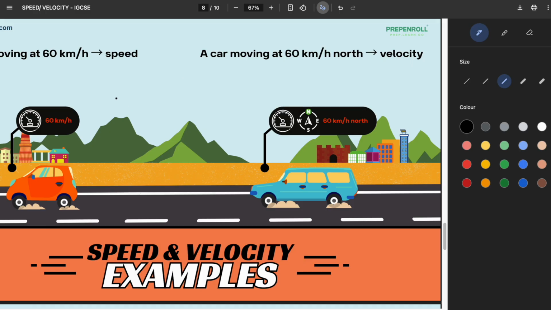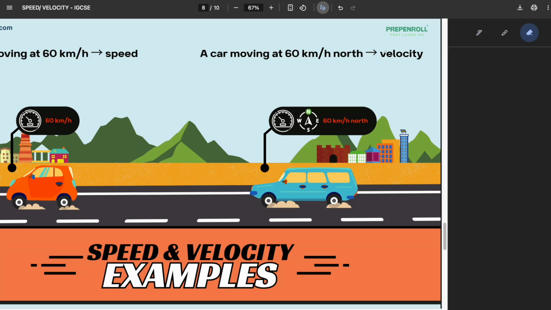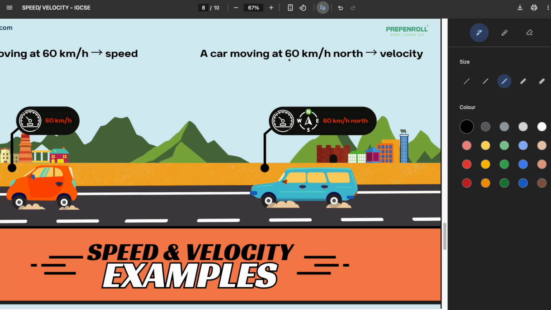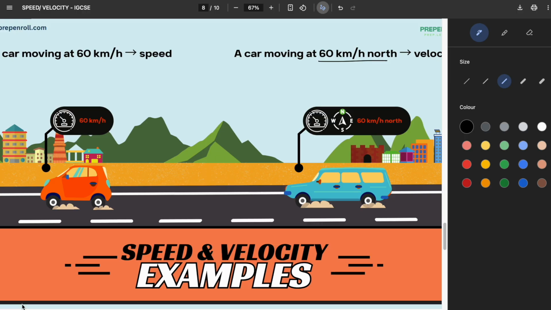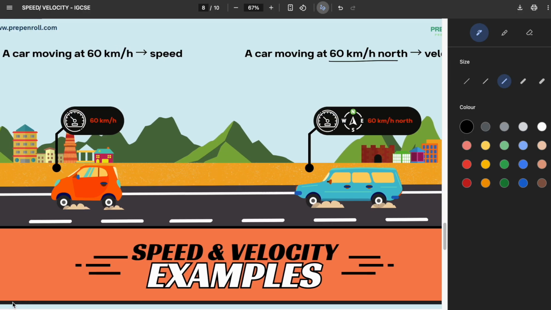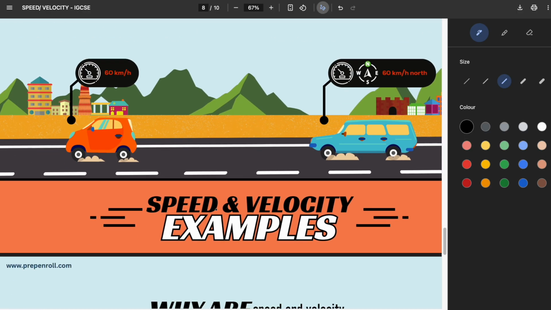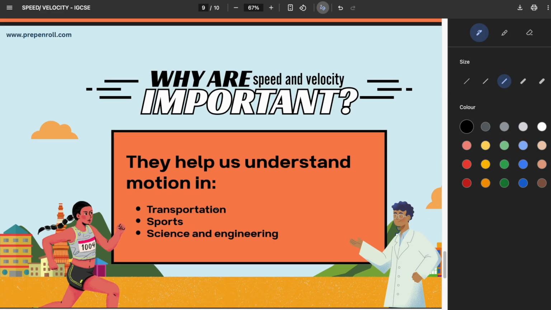So when I talk about the examples here, let's say the body is moving at a speed of 60 kilometers per hour. This gives you the speed. But if I write down 60 kilometers north, then what we have here is the velocity, right? Because I have given the direction here. Okay. Now, why is it important?